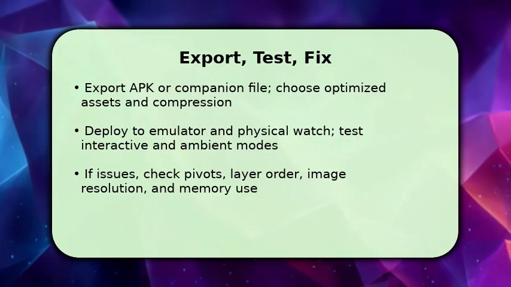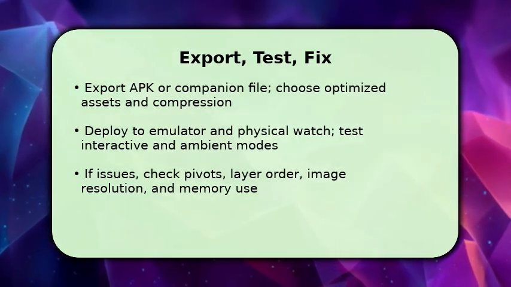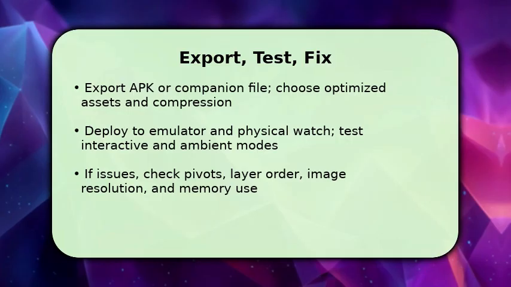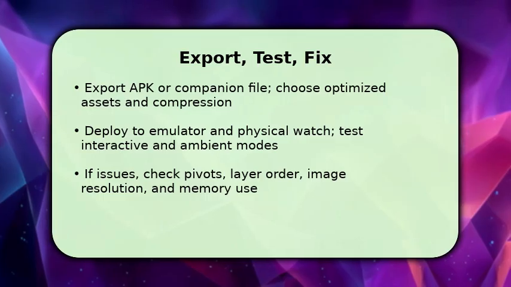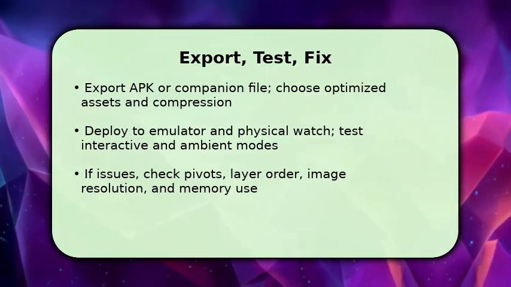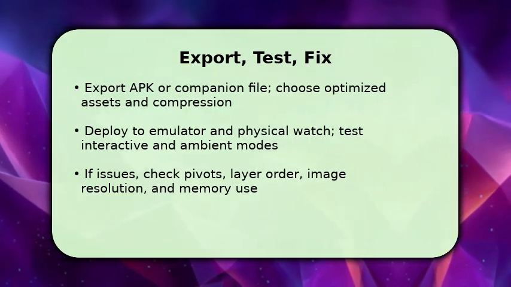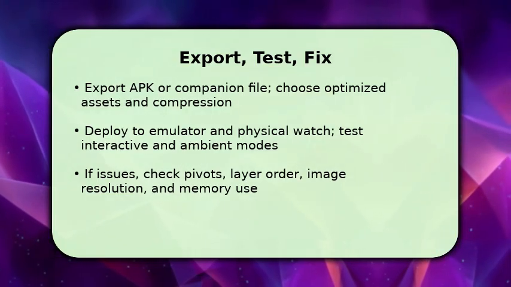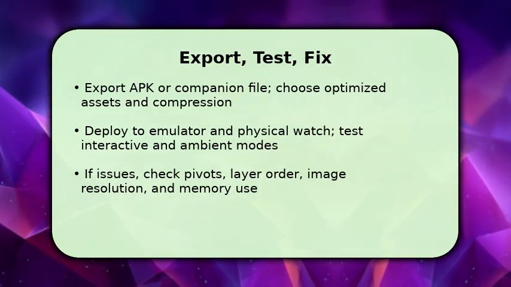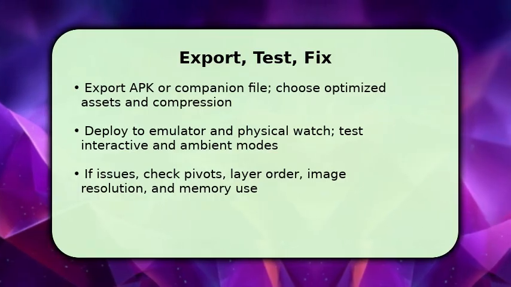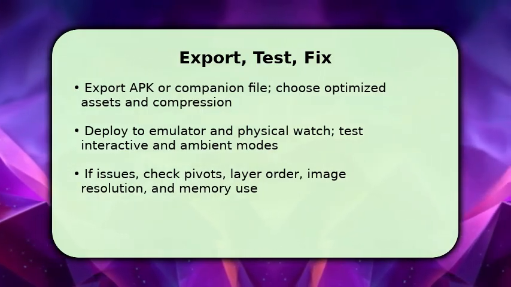You finish by exporting and validating the face across environments so it works for users. Export as an APK or package, pick optimized asset compression, and deploy to the emulator first. Once it runs, install on a physical watch to confirm touch interactions, complications, and ambient mode behavior. If something breaks, check pivot points, layer order, and image resolutions, and monitor memory use. These are the usual culprits. Make one change at a time, retest, and repeat until behavior matches expectations.